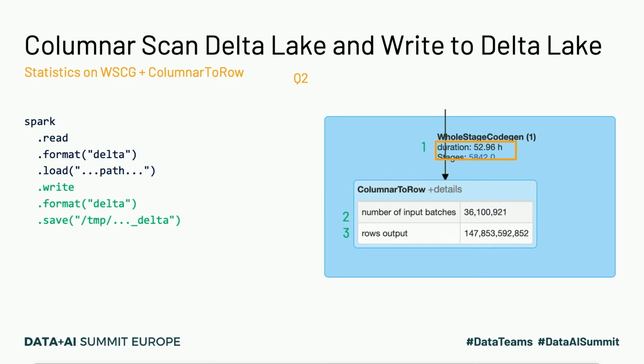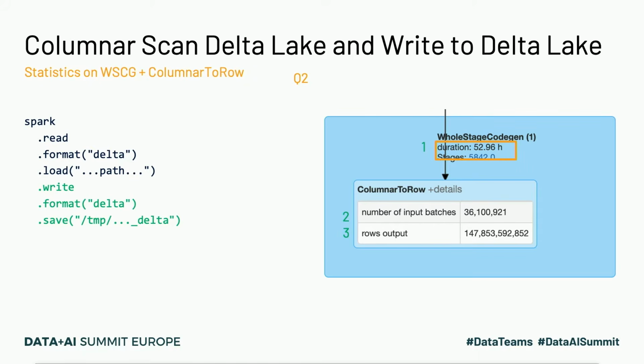Still the same query, but now looking at the whole stage codegen and columnar to row, I just want to highlight number 1 here. The others are kind of self-explanatory. Number 1 shows the duration of the whole stage codegen. This will be your main indicator of where to look in a query plan to find performance bottlenecks. In this case, it says 52 hours, which is really just the sum of time spent across all tasks in the cluster.